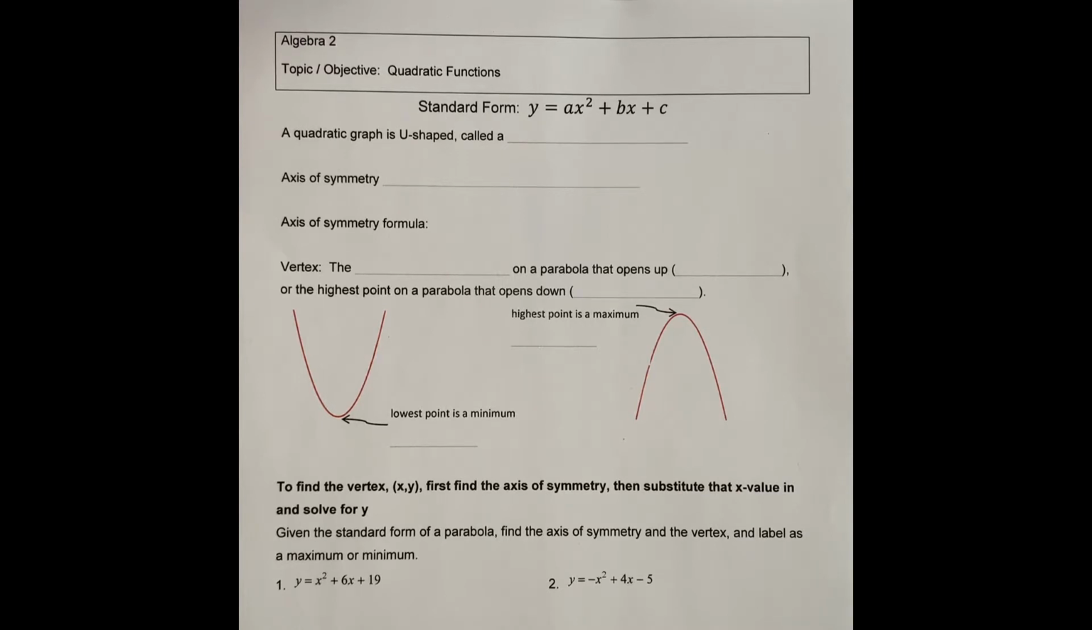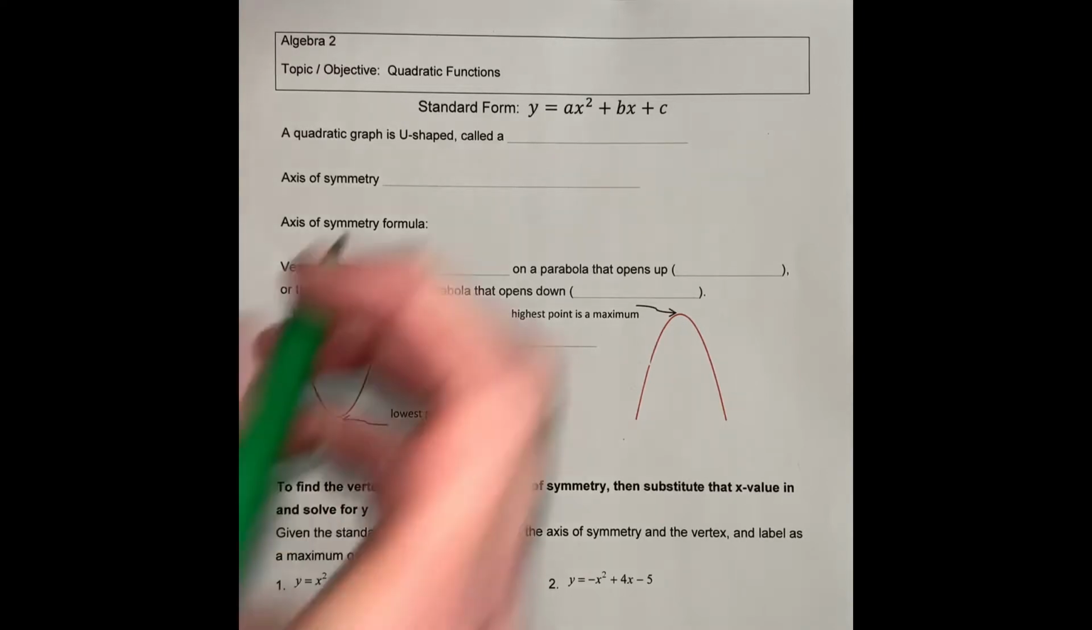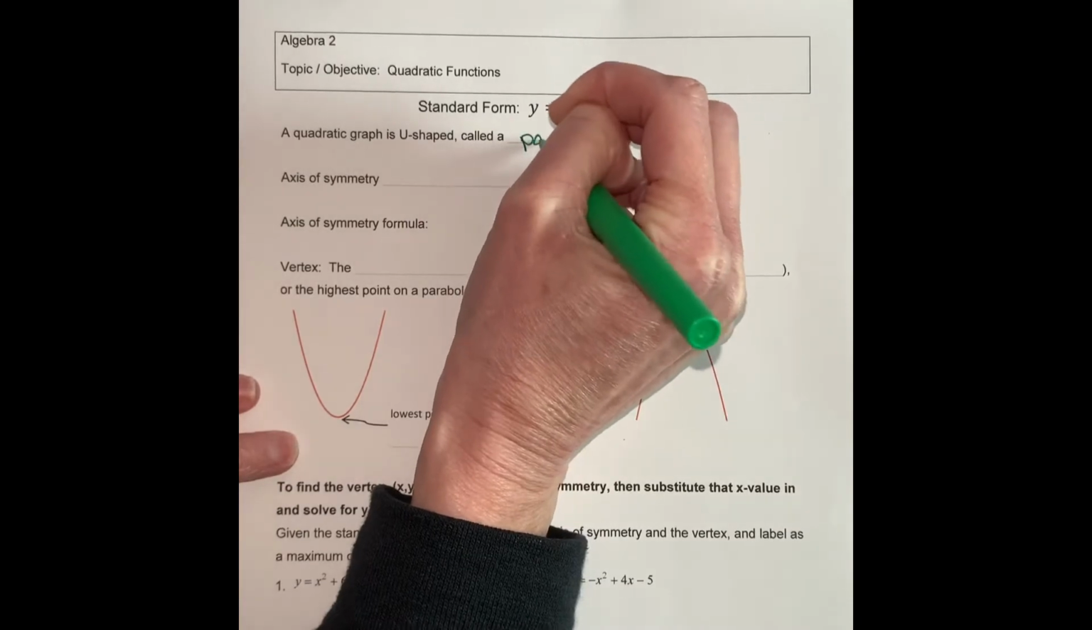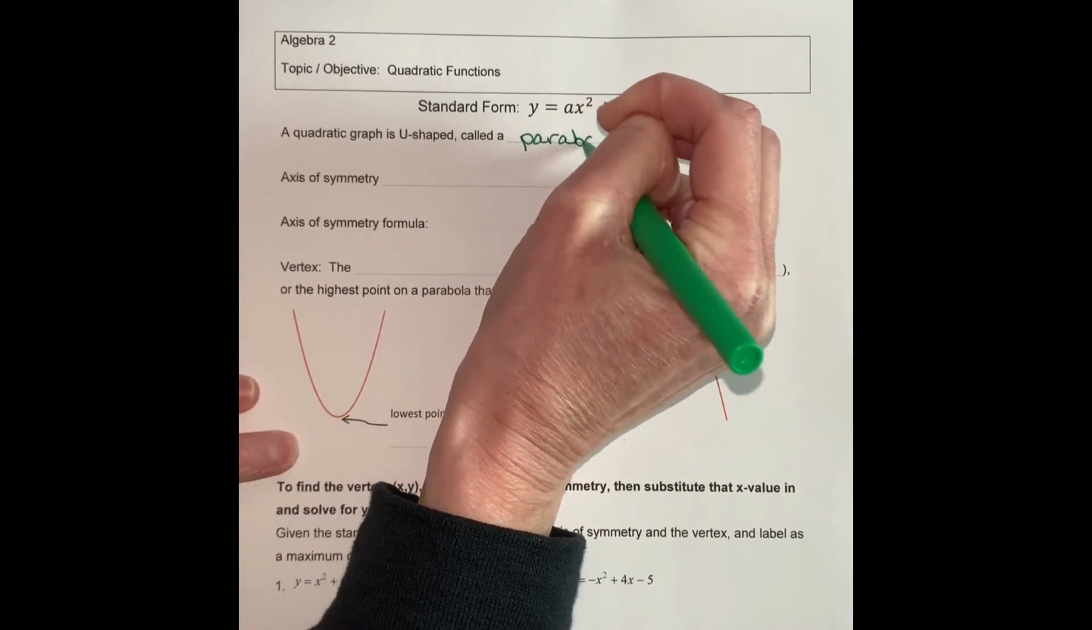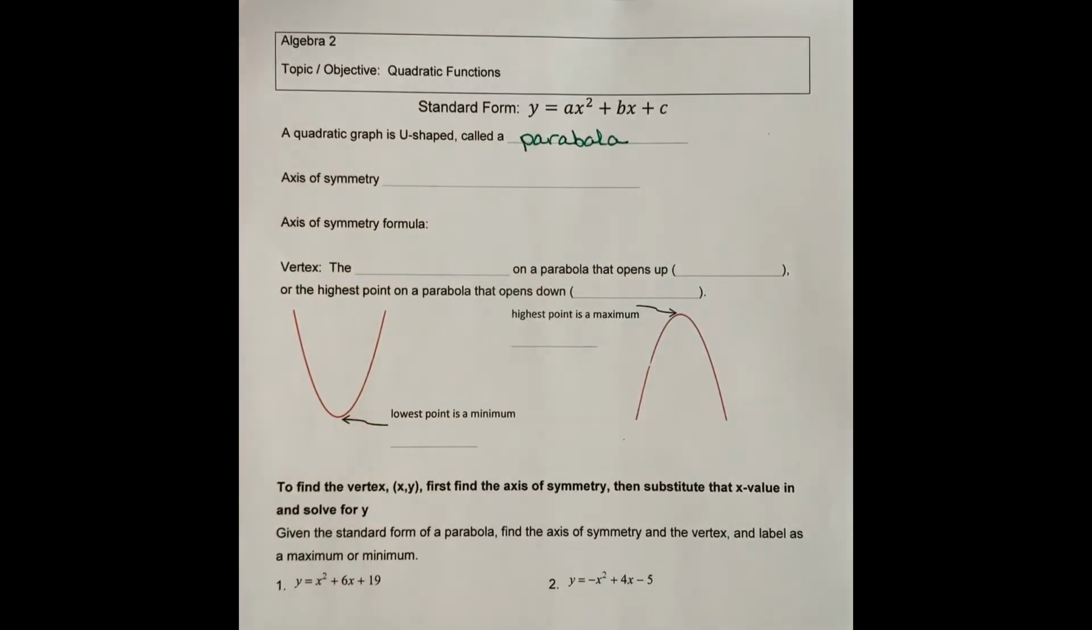The standard form of a quadratic is y equals ax squared plus bx plus c. A quadratic graph is U-shaped, and it's called a parabola.